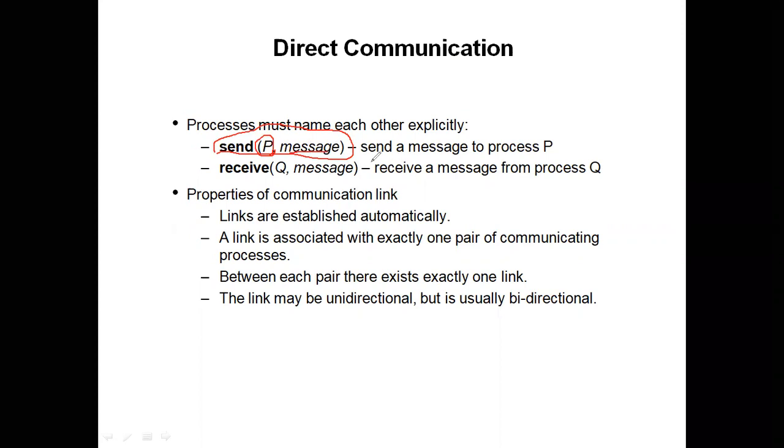Now at the receiver end, the receiver will call receive(Q, message). So here also the receiver is receiving the message, but it is also naming from where the message has to come. If P wants to receive the message sent by Q, it should call receive(Q, message). That means P is saying that I want to receive a message which was sent by Q. So this is how a direct communication occurs.